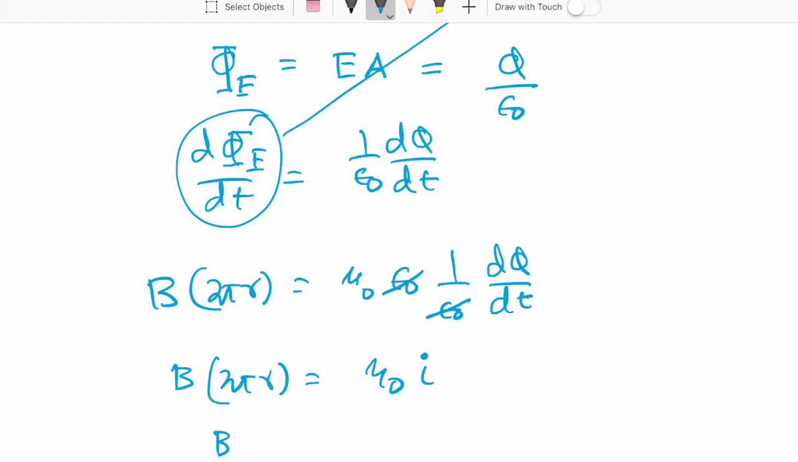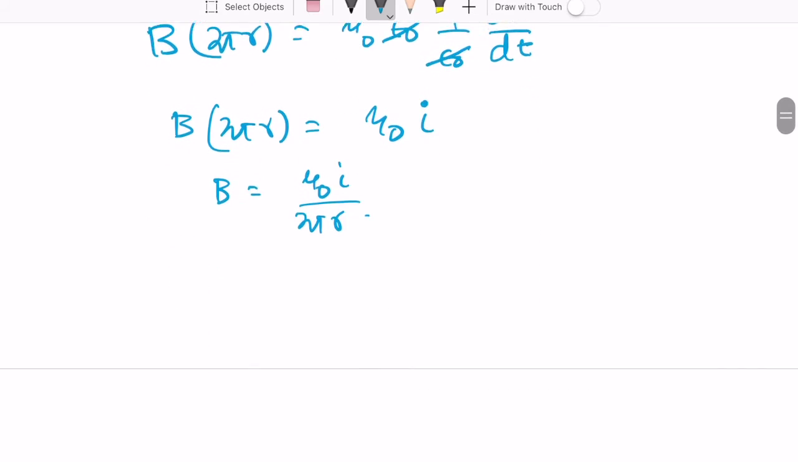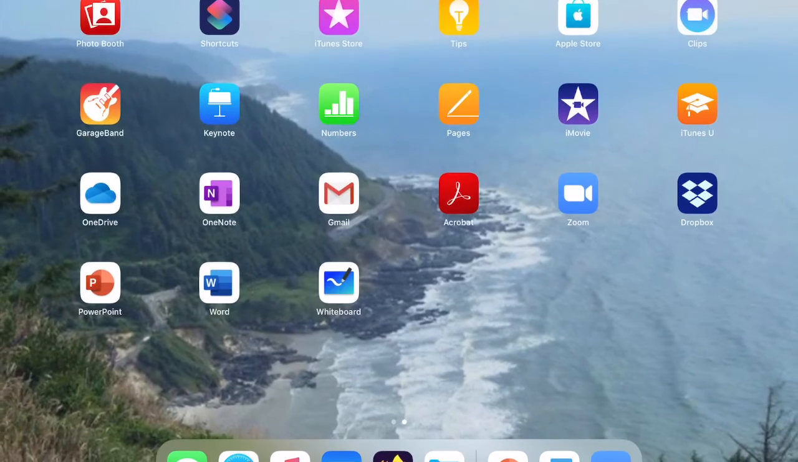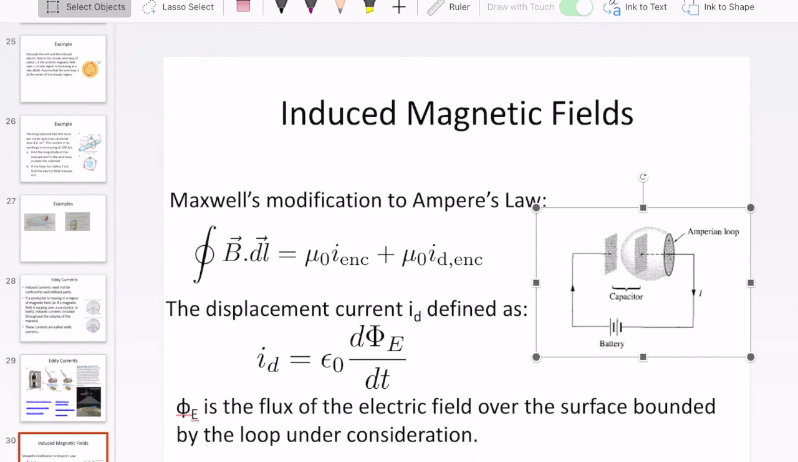So B would be, from here, mu 0 I divided by 2 pi r, which is the correct answer. And we would not have gotten it if we had not included that extra term from Maxwell's equation. So this extra term is the displacement current, right? And together with this term, Maxwell's equation, this equation of Ampere's law is called the Ampere-Maxwell law.